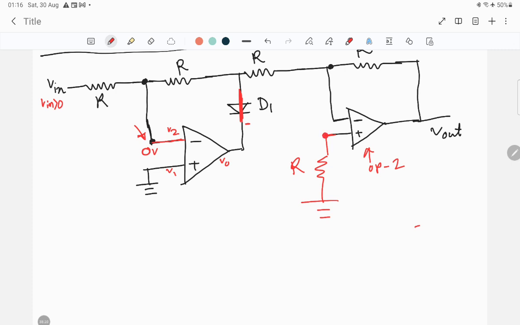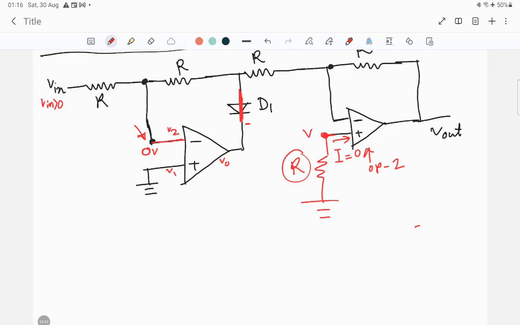Now what will be the ultimate voltage drop in this particular node? We know that in the op-amp, through the terminals there will be no current flowing, right? So in this particular node I equals 0. As I equals 0, there will be no voltage drop in this resistance. So the voltage appearing at the non-inverting terminal of the second op-amp will be simply 0.